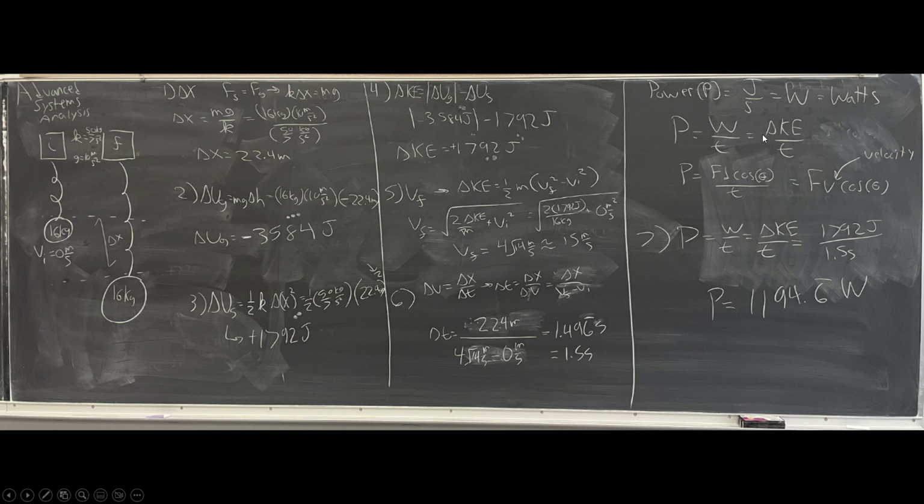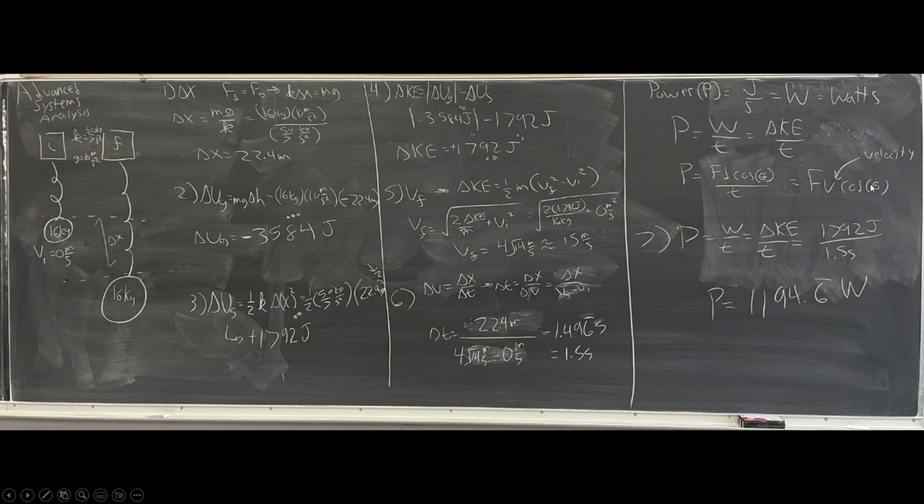If you needed it, work is still force times distance times cosine of theta, which distance over time, that's the same thing as velocity. So you do have a few equations for power. P equaling work over time, P equaling change in kinetic energy over time, P equaling F times D cosine theta divided by time, or power equaling force times velocity times cosine of theta, which is still the angle between our force vector and our velocity vector.